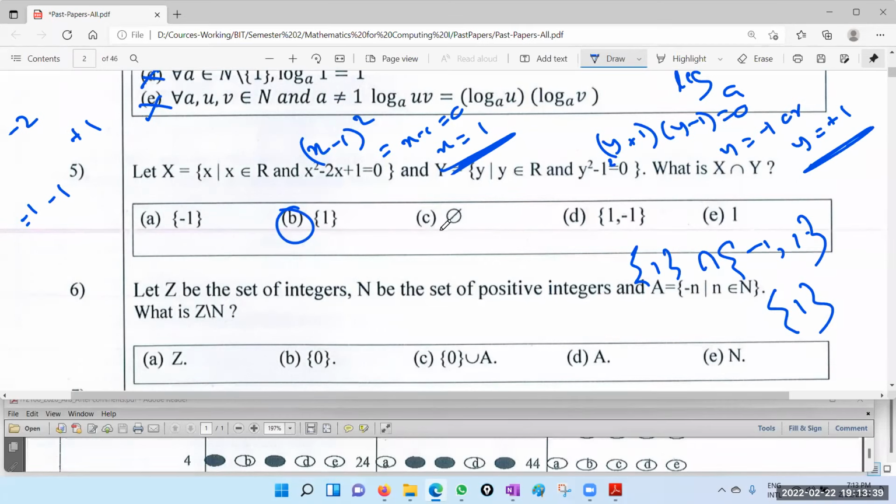This is not the answer. This is not the answer. Because intersection will always give you a set, not a number. Right.